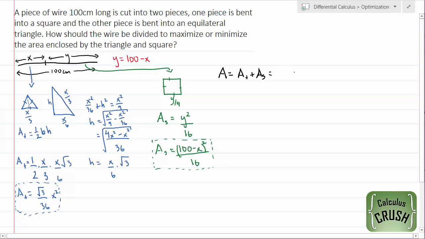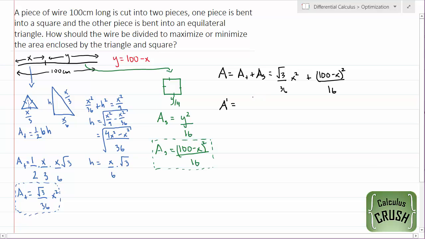And that's equal to, area of the triangle is the root of 3 over 36 x squared, plus the area of the square, 100 minus x, squared, divided by 16. So this is our area function. And what we want to do is maximize or minimize this. In order to do that, we need to take the derivative and set it equal to 0.